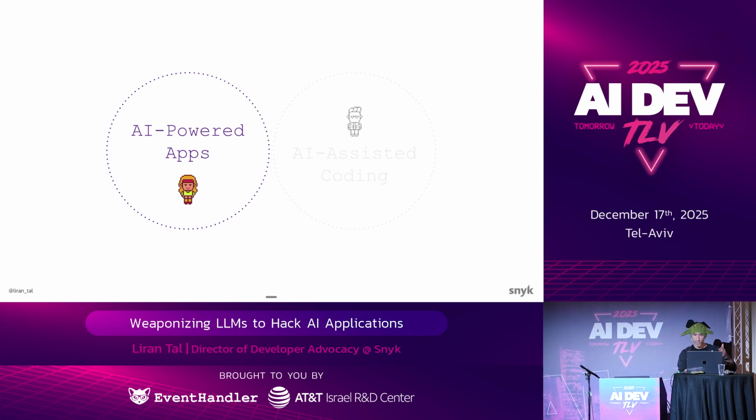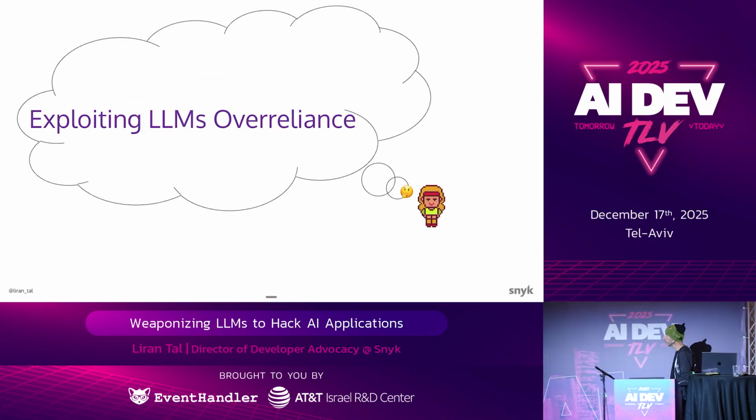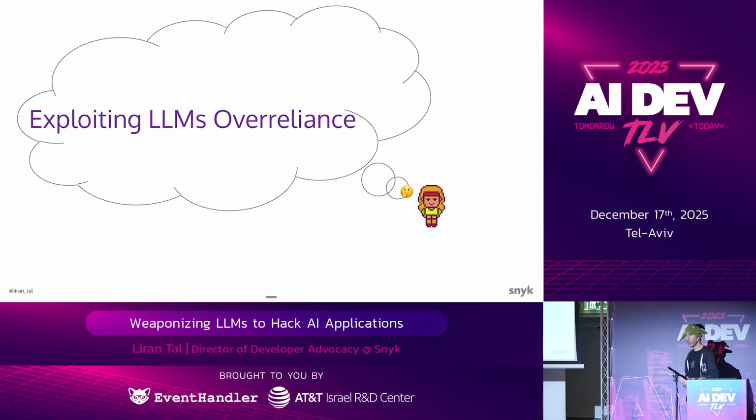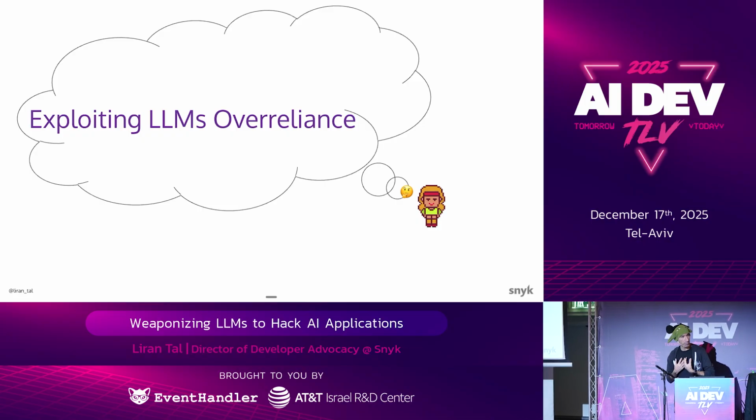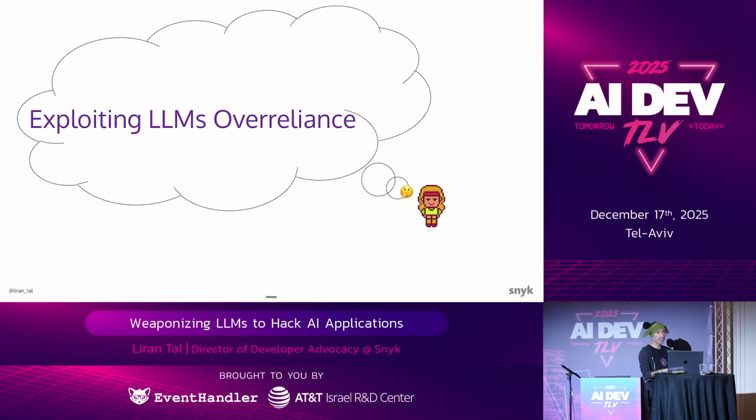So I will now shift to a different kind of challenge, and that's AI-powered applications. What if, in our code, when we use AI and integrate with LLMs in different ways, we're able to steer the model to do different things than intended? That's basically exploiting the fact of being reliant on the models and trusting them way too much.